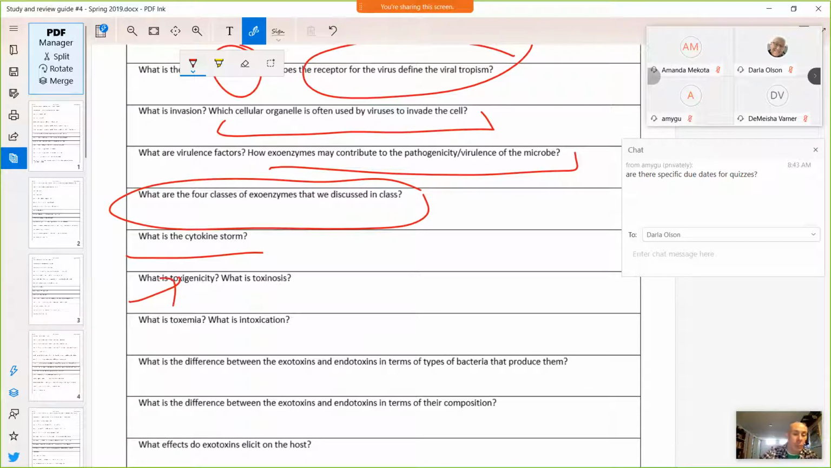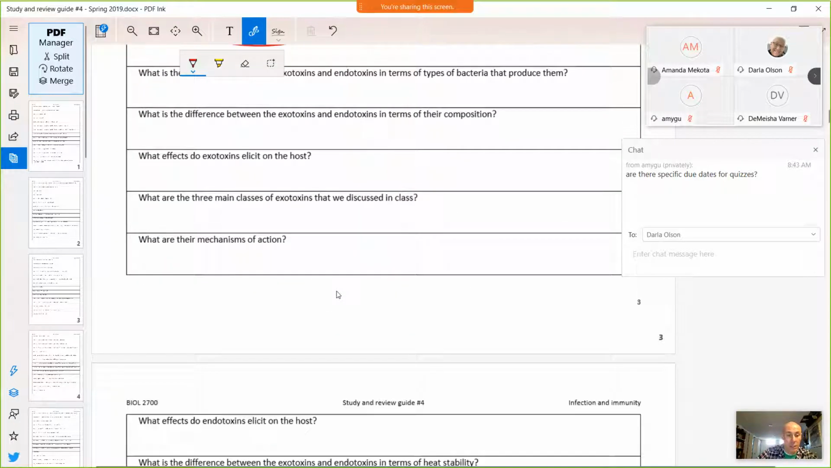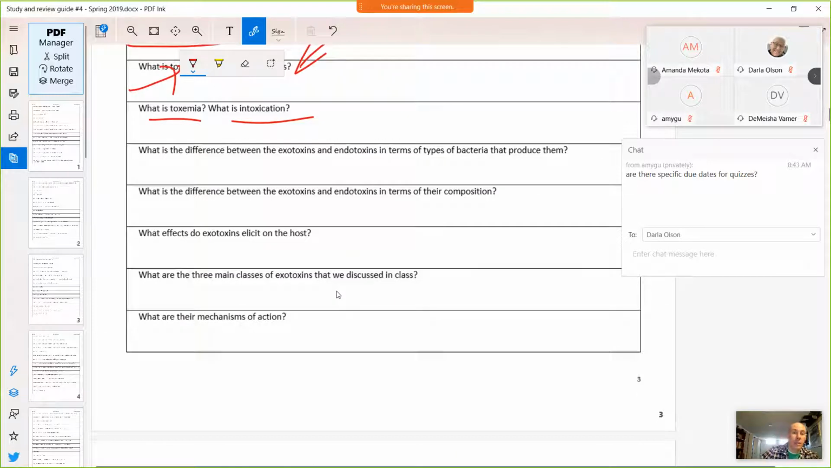Cytokine storm: abnormal production of cytokines, abnormal inflammation that leads to systemic inflammatory response and shock. Toxigenicity, ability to produce toxins. Toxinosis, disease caused by toxin. Toxemia, toxin in the blood. Intoxication is the ingestion of the toxin. Exotoxins. So let's go through this step by step.